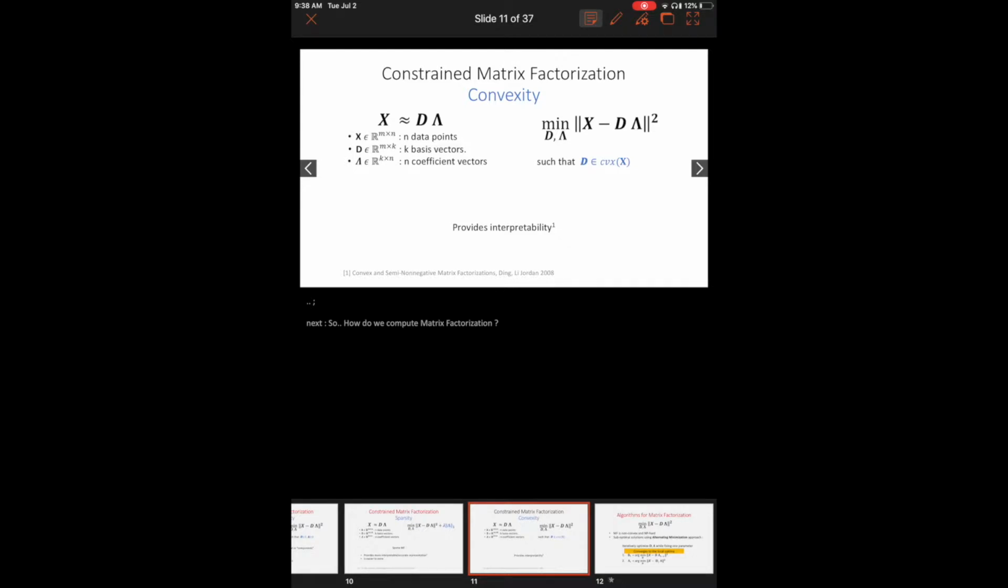Now, there are existing techniques for matrix factorization. Let's look at those existing techniques.